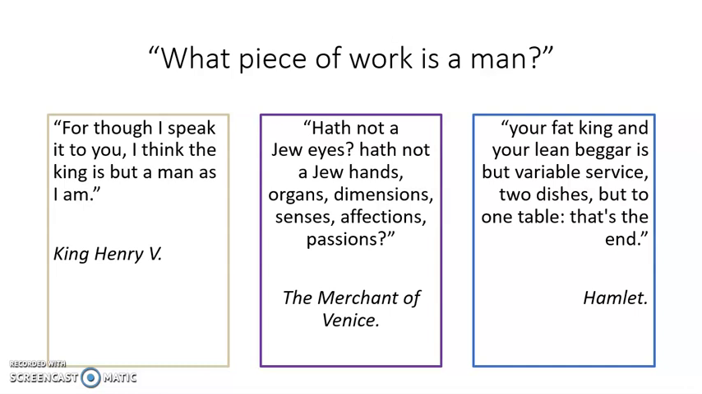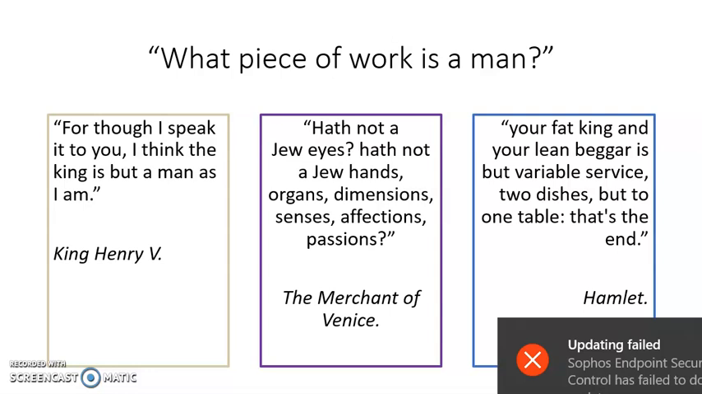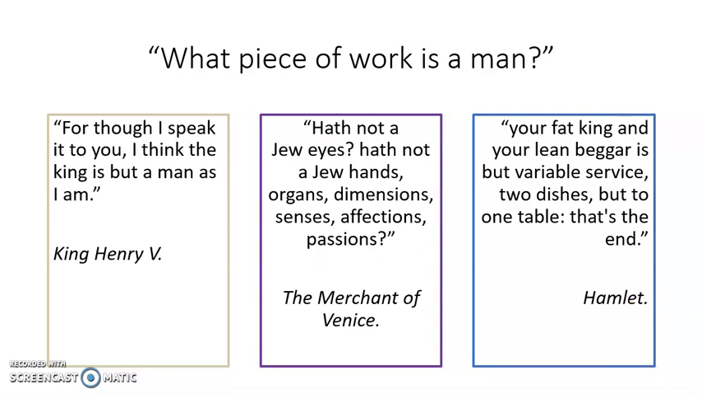When we get to Merchant of Venice, it's a little bit more simple. "Hath not a Jew eyes? Hath not a Jew hands, organs, dimensions, senses, affections, passions?" So here the character of Shylock is saying that it doesn't matter what your cultural identity or ethnicity or religion is, we all have hands, organs, dimensions, senses, affections. It's the famous "if you prick us, do we not bleed" speech.